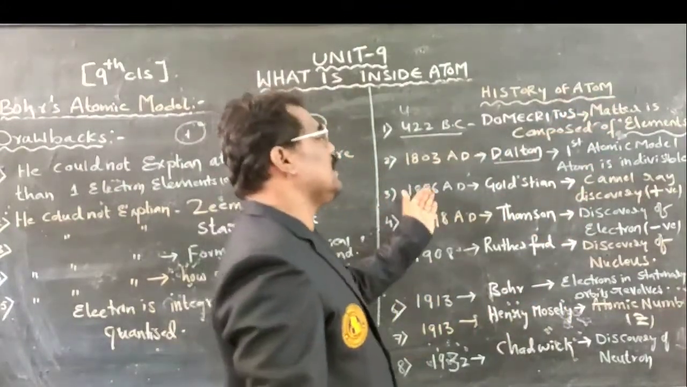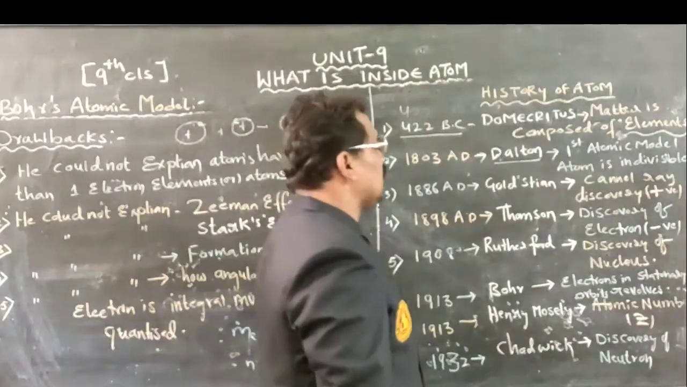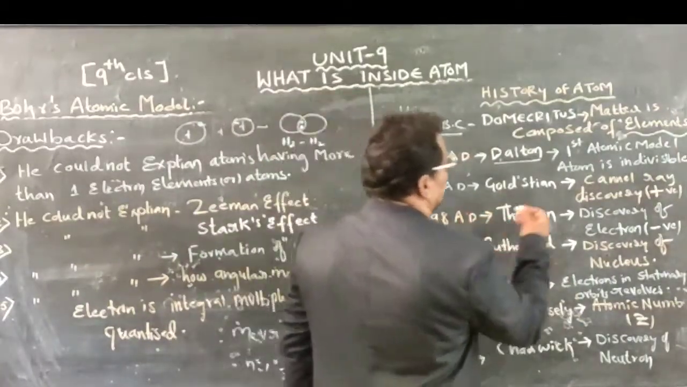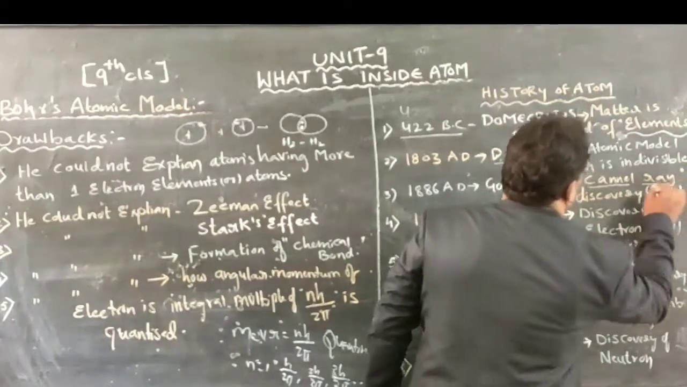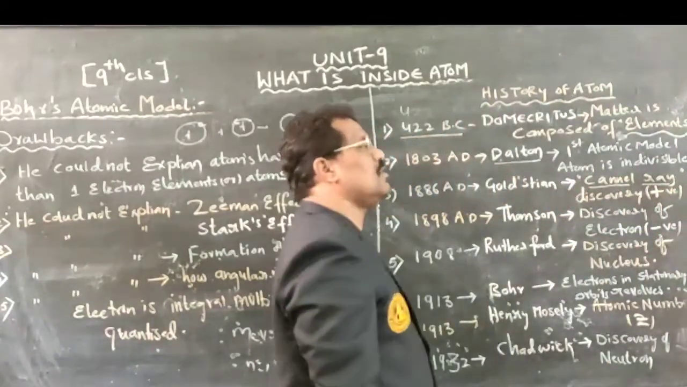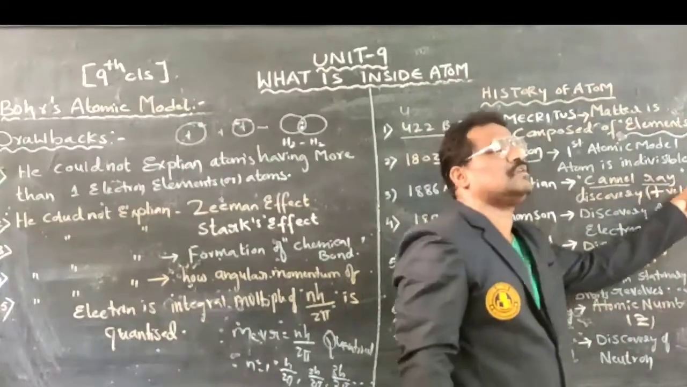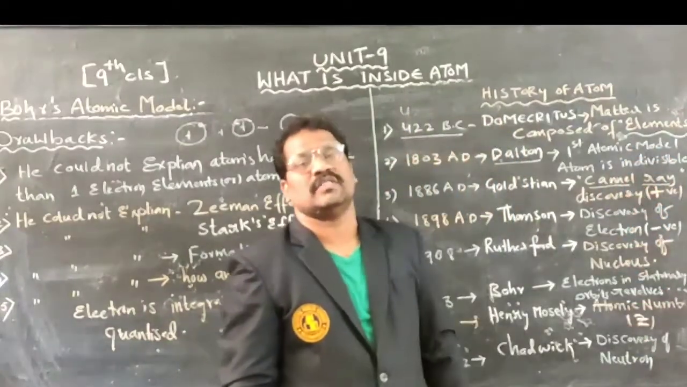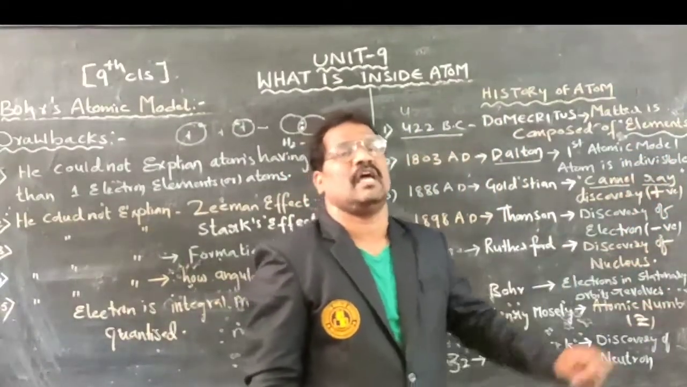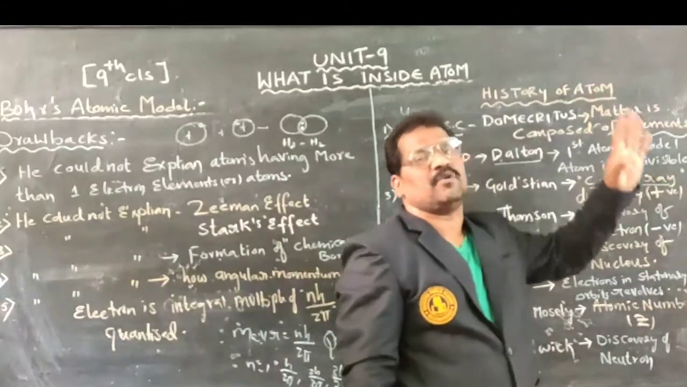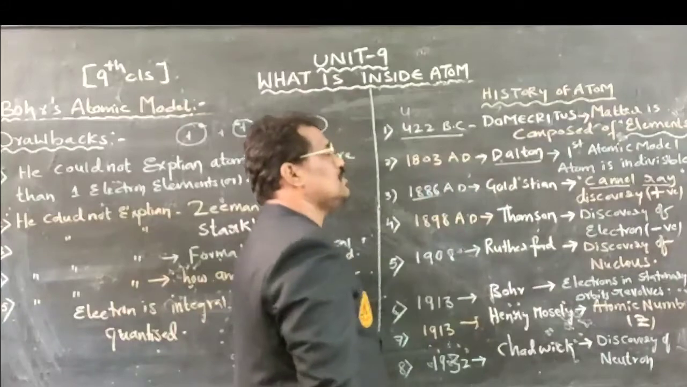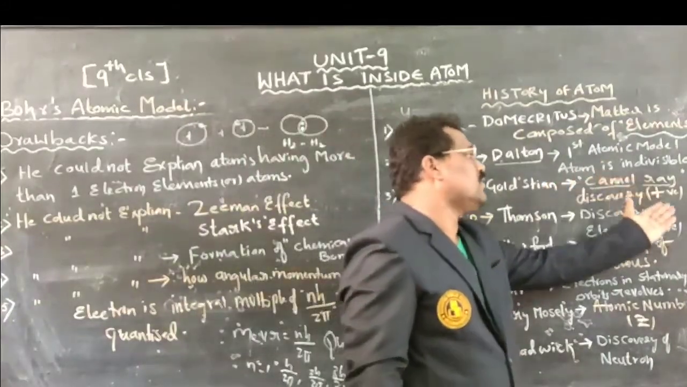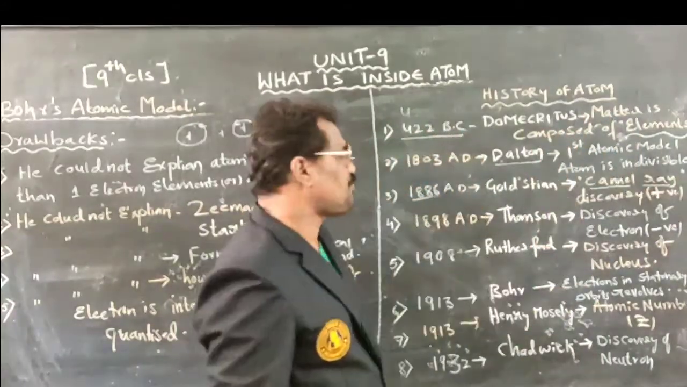In 1886 AD, after the death of Christ, Goldstein came into existence and he discovered canal rays. Canal rays are nothing but what? Positively charged rays, which were named by G.J. Stoney as positive charge called proton. That is, in 1886, Goldstein discovered canal rays which are positively charged.